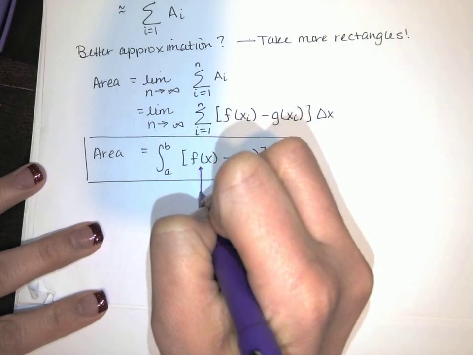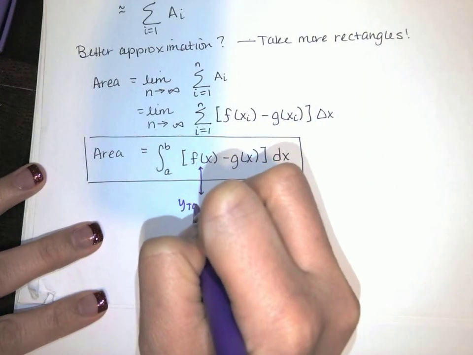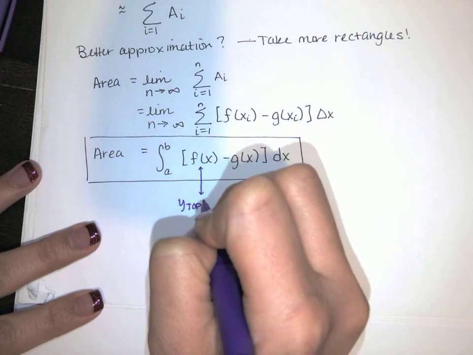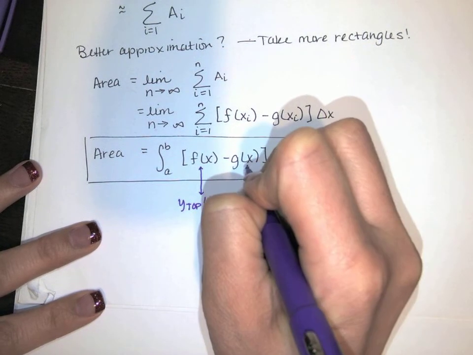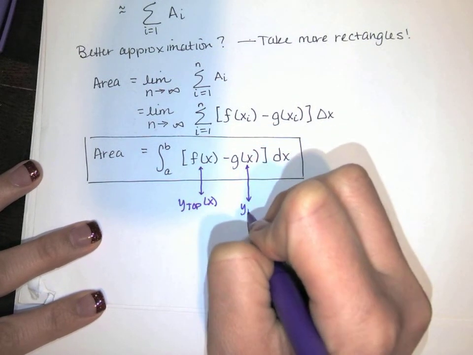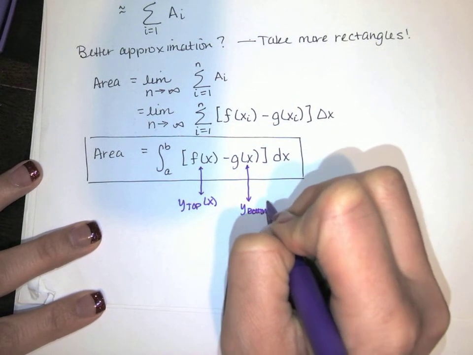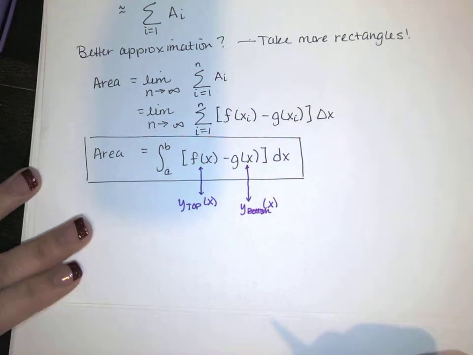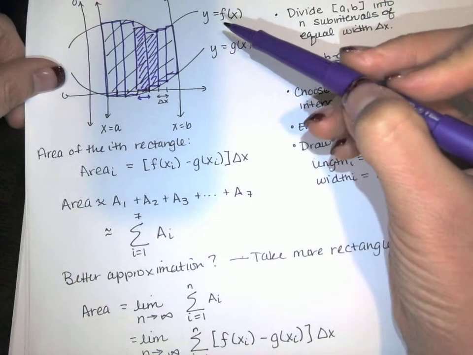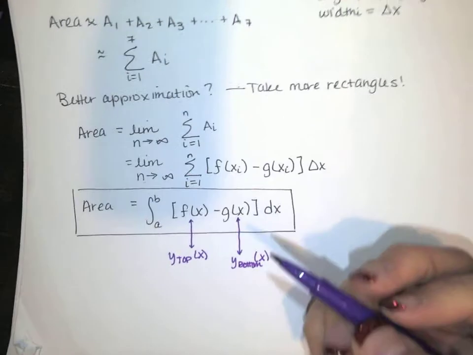Sometimes you'll see me write it this way instead. This is the top y value as a function of x. This is the bottom y value as a function of x. So it's the top function minus the bottom function.